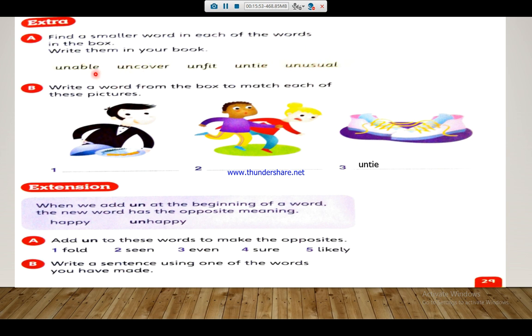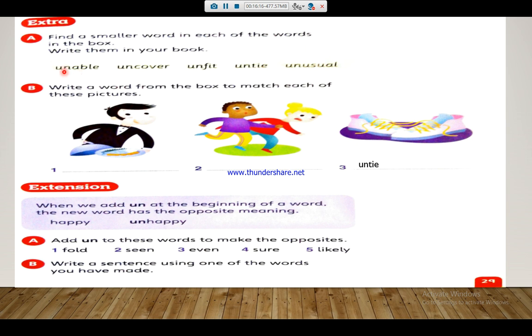So we are going to cross out the prefix un from each word to write a smaller word. What shall we do now? We need to draw a line under each picture and write neatly on the line. So let's read the words together.